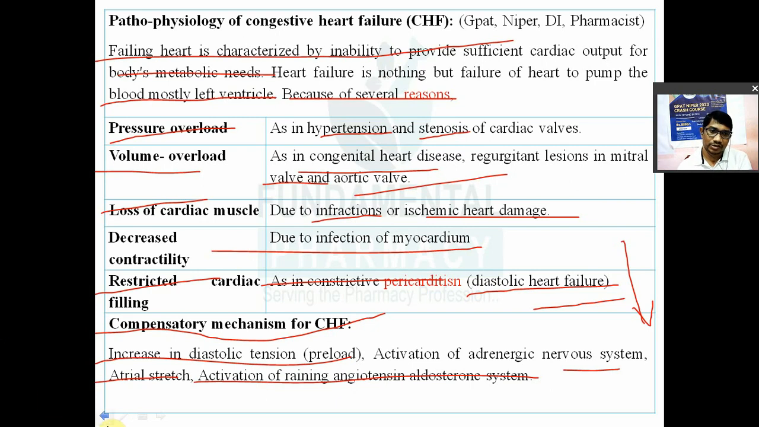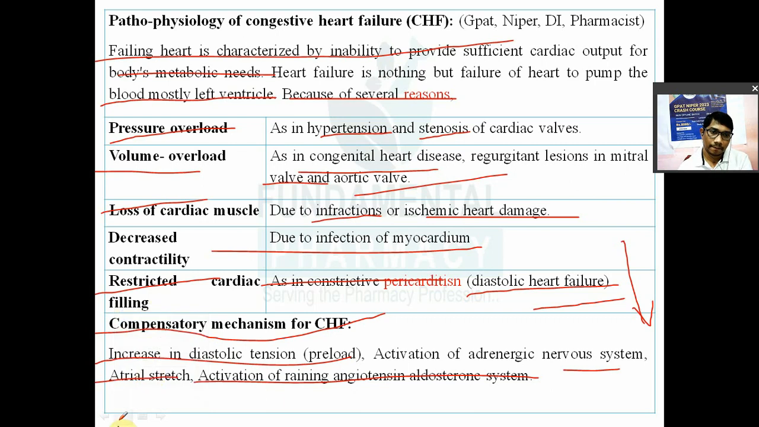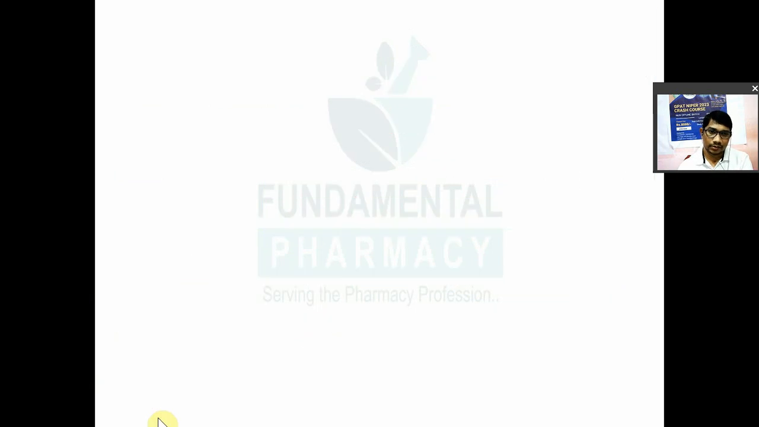So what will it do? It will increase the heart rate and will try to increase the force of contraction, but it is failing to increase the force of contraction. तो वो force of contraction नहीं increase हो रहा, लेकिन heart rate increase हो रहा है. So it will try to maintain the cardiac output, but it fails to maintain the cardiac output.